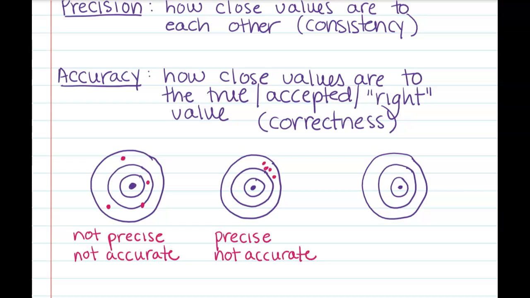Okay, and then lastly, let's say you throw your darts and they're all... Oops. It'd help if I could use my pen properly. Let's say they're all right in here. Okay, so those are precise, right? They're all right around each other. And since our goal was to hit the bullseye, it's pretty accurate too.